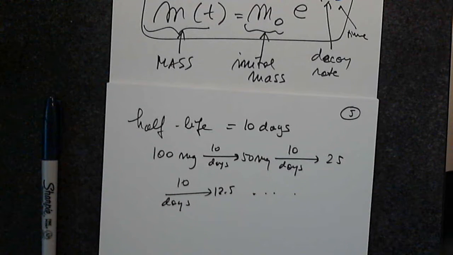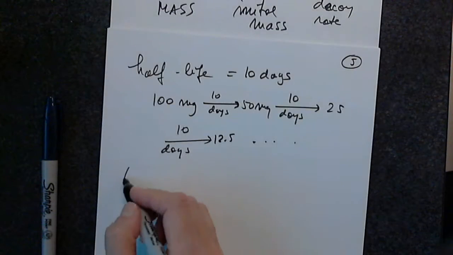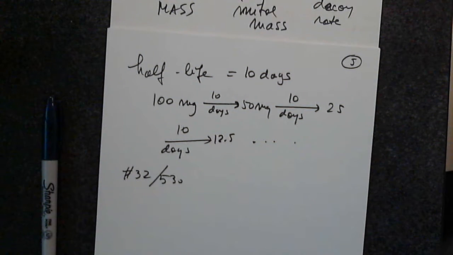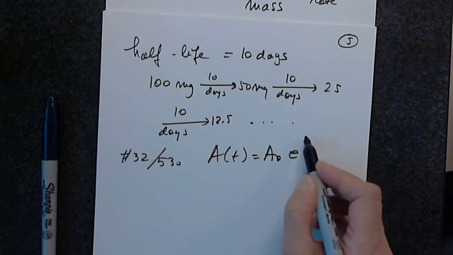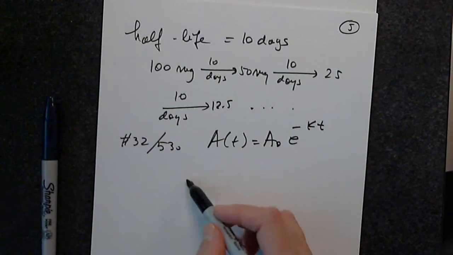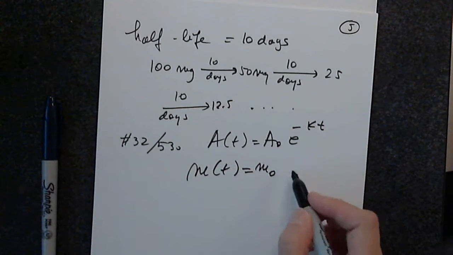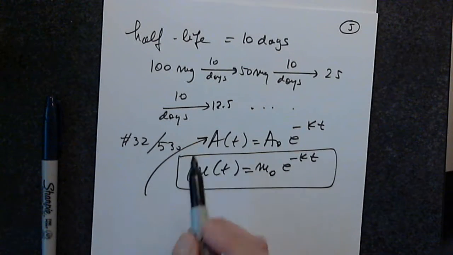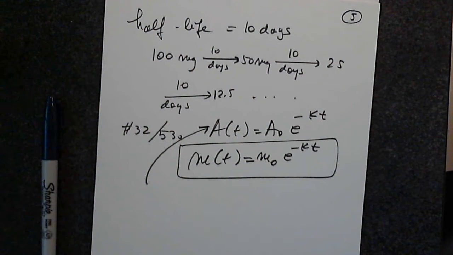A bird species, that's number 32, on page 530. A bird species in danger of extinction has a population that is decreasing exponentially. So, of course, we have A of t. I'm going to write the model one more time here: A0 e to negative kt. The one I prefer is m of t equals m0 e to negative kt, but this is for the radioactive substance. This is better for the number of birds. So that's a possibility. So let's use that.